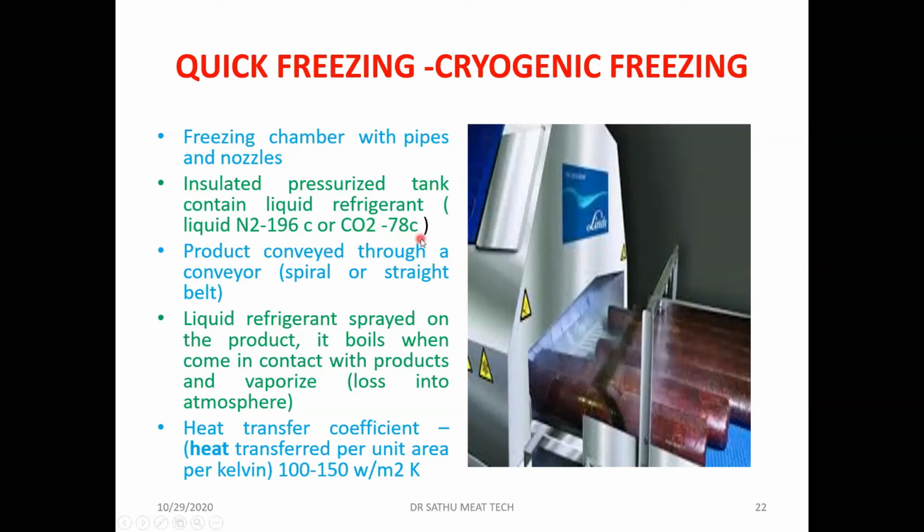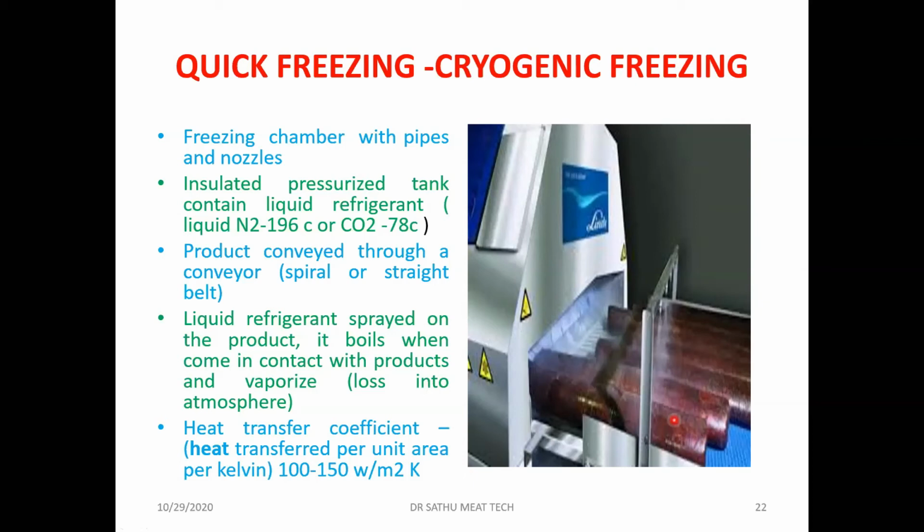Here the products are carried through a conveyor. It may be a spiral conveyor or a straight belt. The liquid refrigerant is sprayed on the products, and when it comes in contact with the product, which is at a higher temperature, it boils and vaporizes. The vapor is lost into the atmosphere. The liquid nitrogen is at minus 196, so the product temperature is naturally higher than this. There is an exchange of heat taking place, and because of the temperature of the product, the refrigerant boils and is vaporized.